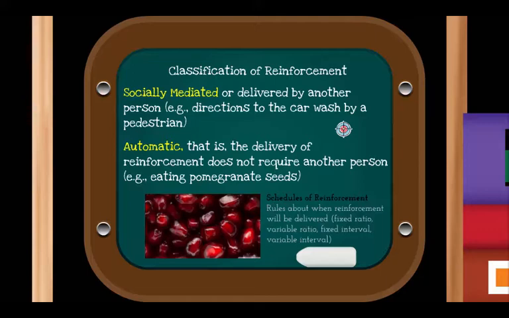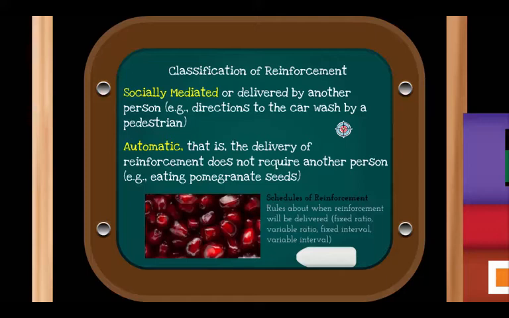So those directions, that would be a secondary reinforcer, right? Because it's something that had to be learned and conditioned, so it falls into that category. So I get to the car wash and I come in contact with the consequences that I like, and that's a clean automobile. However, it did require communication from another person. So for that reason, we refer to it as socially mediated reinforcement.